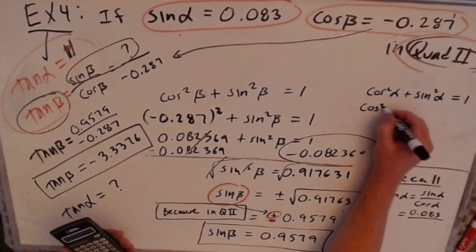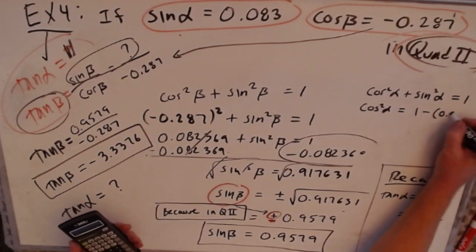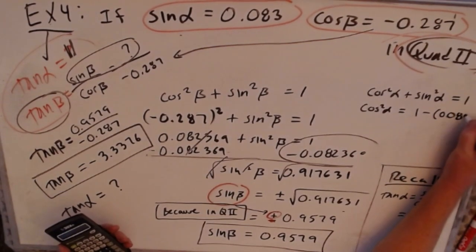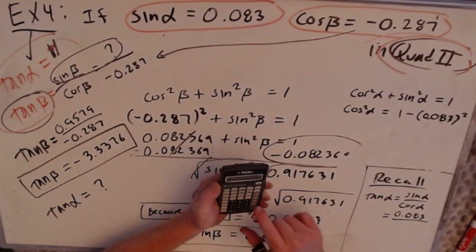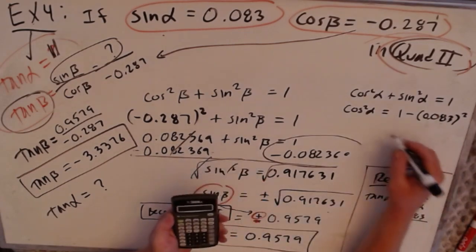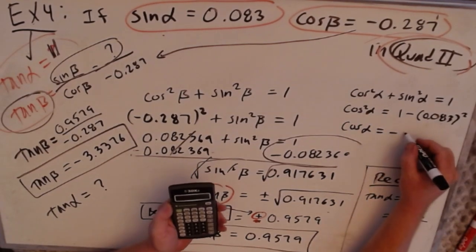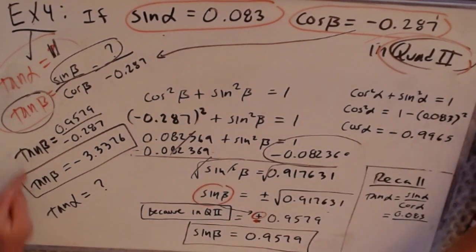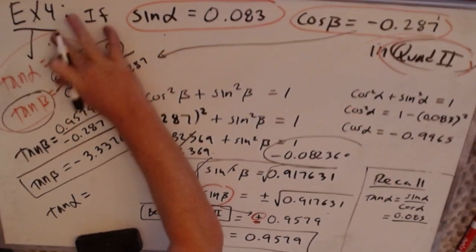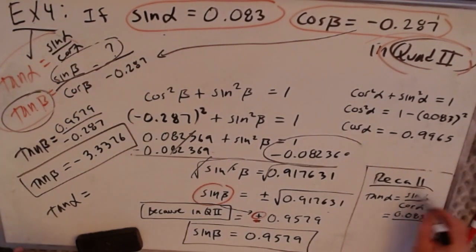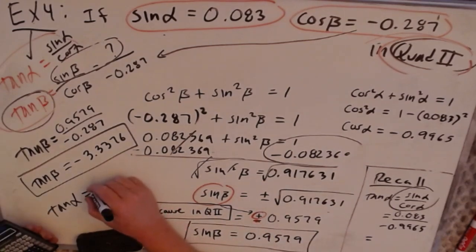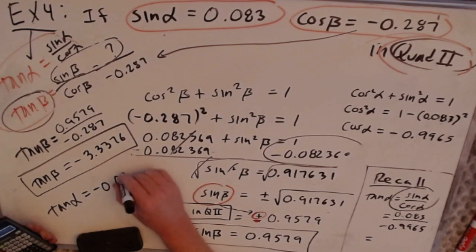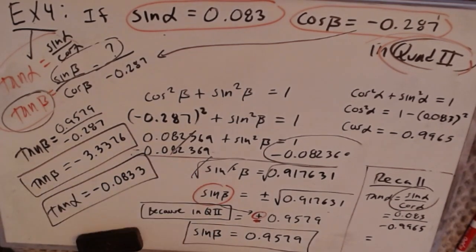Let's see. So I've got cos squared is equal to 1 minus 0.083 squared. I'm just doing this quickly. You've already seen it. And then square root that. And we're in quadrant 2, so we took negative 0.9965. Oh, I remember that. And then that goes over here. So remember, tan alpha was sine alpha over cosine alpha. So 0.083 divided by negative 0.9965 was negative 0.0833. That sounds familiar? That's what I just erased a minute ago.